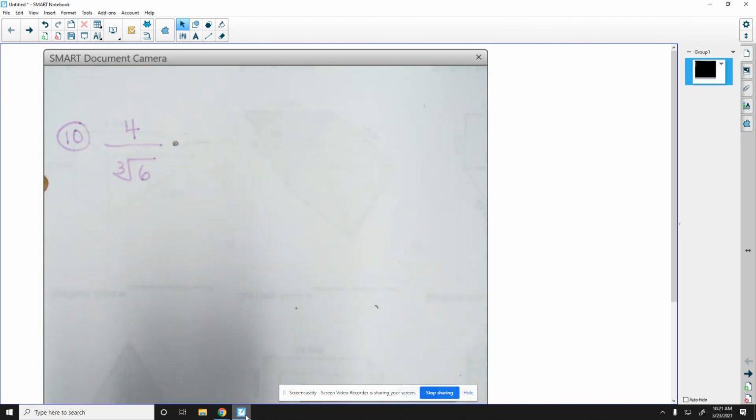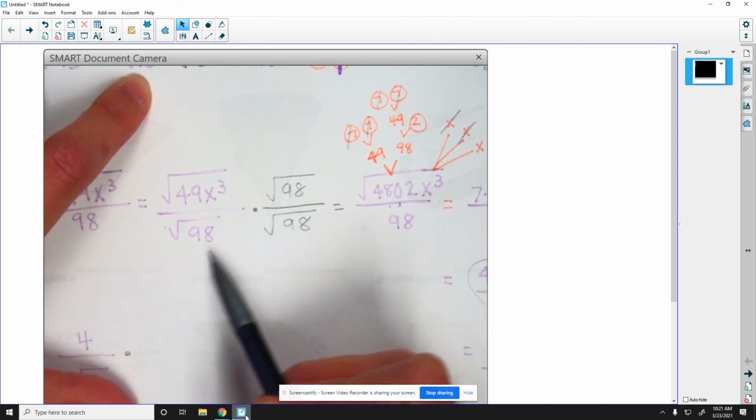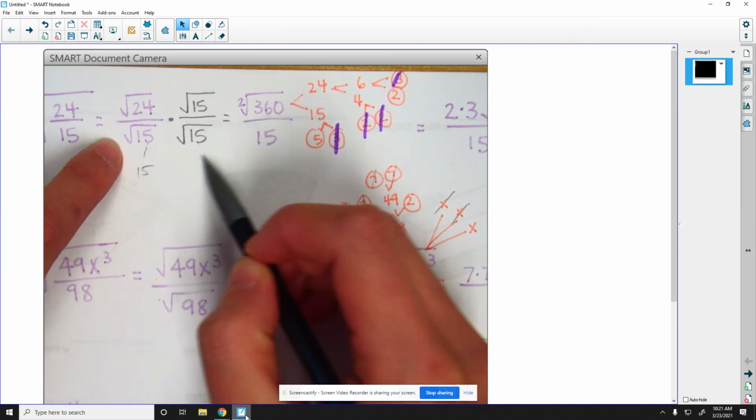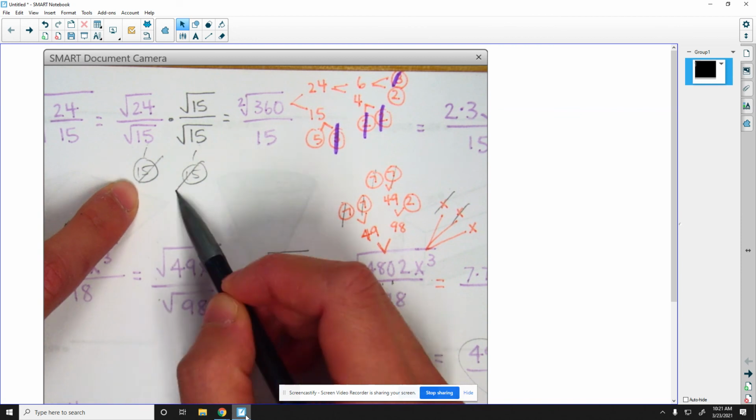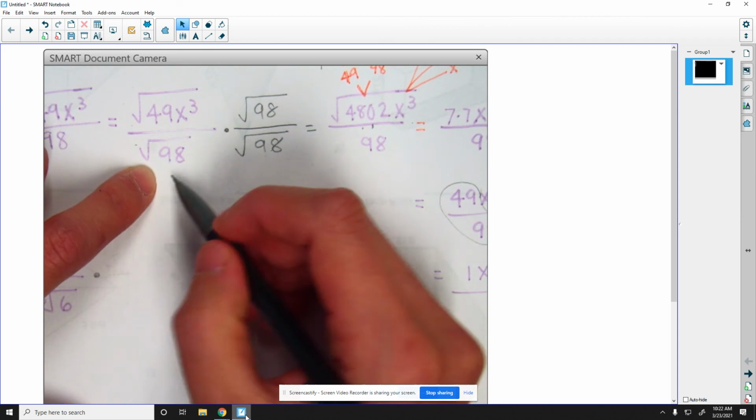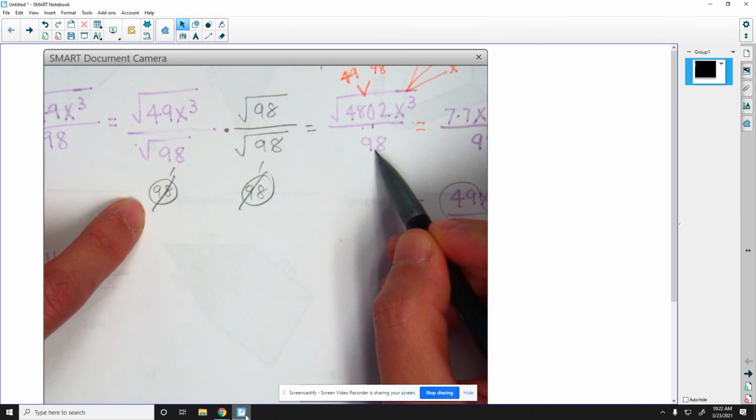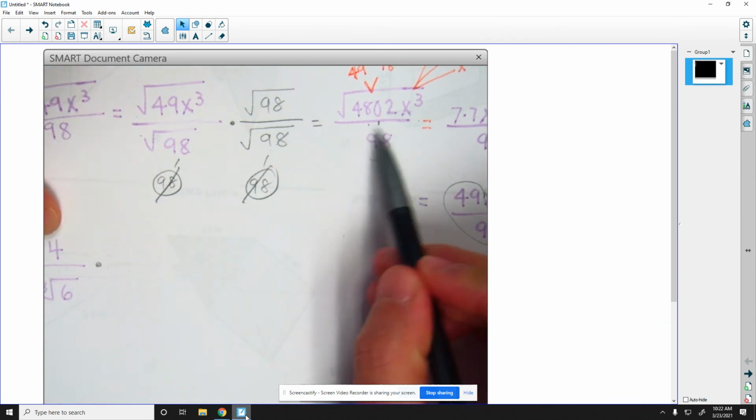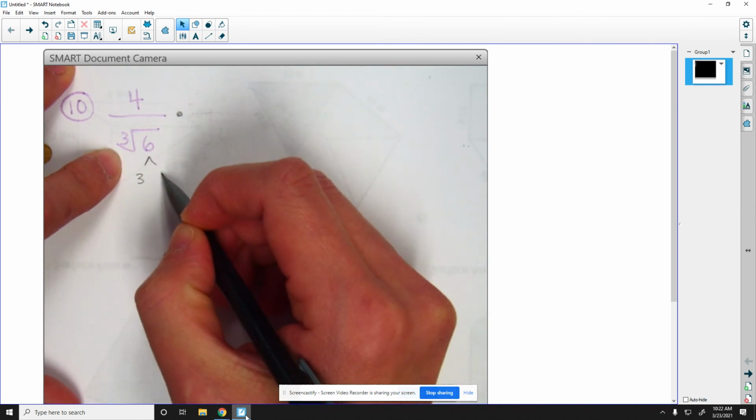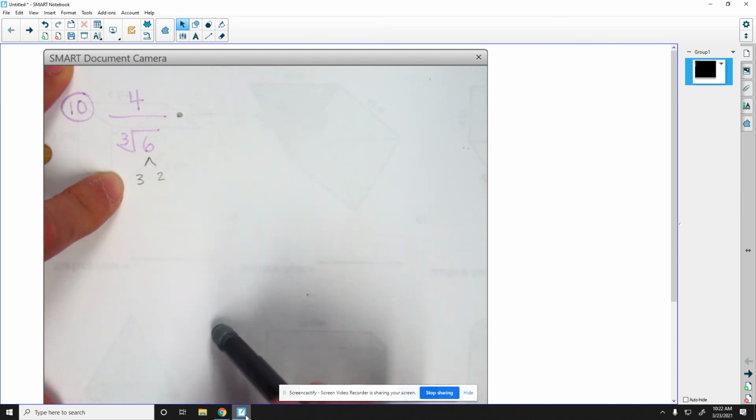If you have a cube root, think to yourself, the reason why I multiplied by like 15 and 98 was because if I have a 15 here and a 15 here, that's my group of 2 to make one 15 here. Like if I had square root of 98 times square root of 98, I have my group of 2 to make 98 here, right? Because I want this to be a whole number. So here, 6. 6 is 3 times 2, so that really can't be broken down.